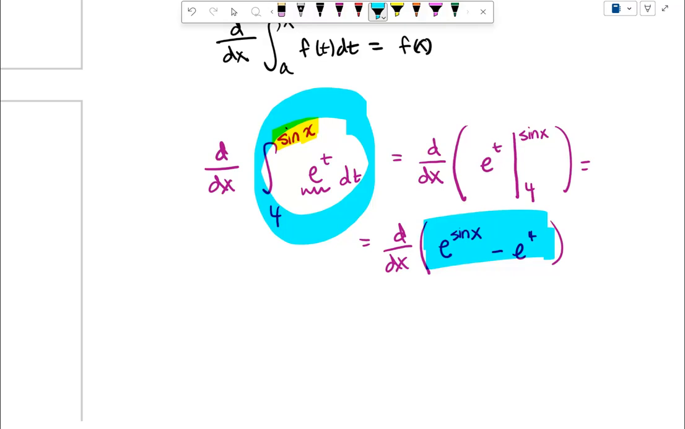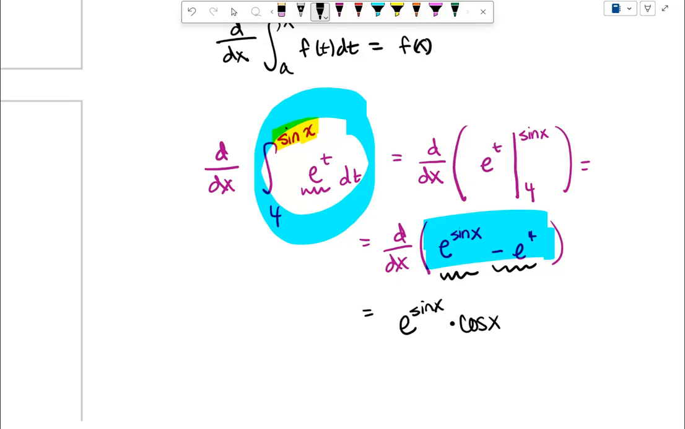So now when we go to take the derivative of this, just using our derivative rules, well, now I'm taking the derivative of e to the sine of x. And I know the chain rule tells me my derivative of e to some junk is e to the junk, so e to the sine of x, times the derivative of the junk. So I get the cosine of x. And then this minus e to the fourth is a constant, so its derivative is 0.